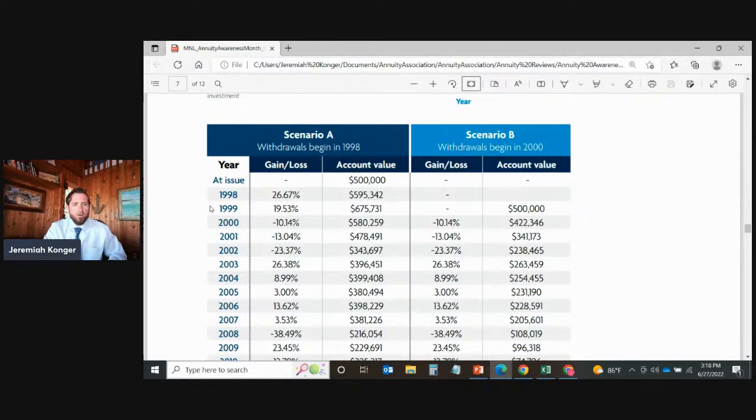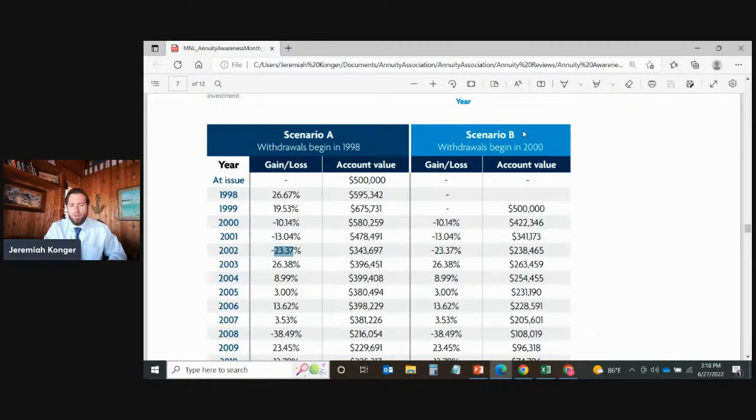You'll see scenario A starting in 1998. It had those two positive years. In 98, it gained 26.67%, and in 99, 19.53%, lifting their $500,000 account value to $675,731 at the end of 99. And then they were met with those three unfavorable years, 2000, 2001, and 2002, with those negative returns.